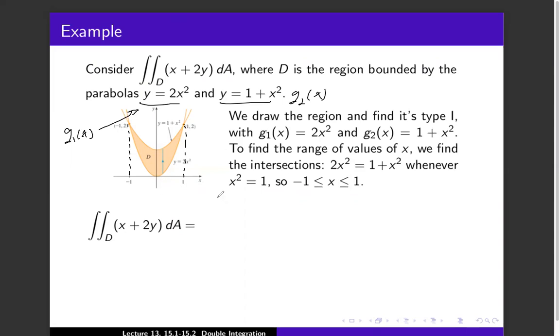So what do we have? We have, in other words, that x is between -1 and 1, and y is between 2x squared and 1 plus x squared. This is our region D. This is how we're actually going to define it.